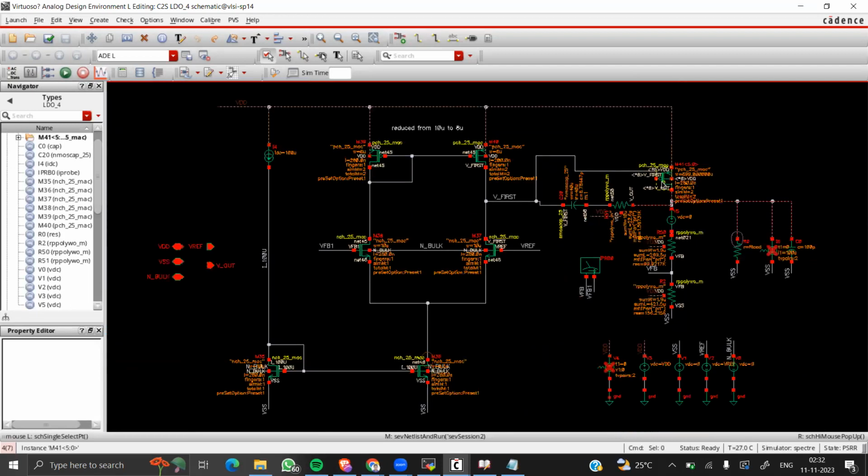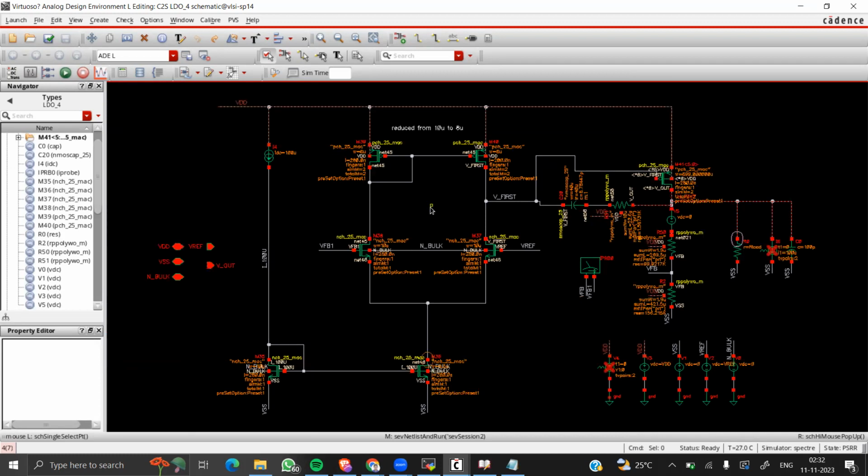An LDO typically includes an error amplifier that compares the output voltage with the reference voltage. So this is the output voltage, and this output voltage is compared with the reference voltage. To ensure negative feedback, we see that VFD, the feedback loop, is given to the positive terminal of the error amplifier.